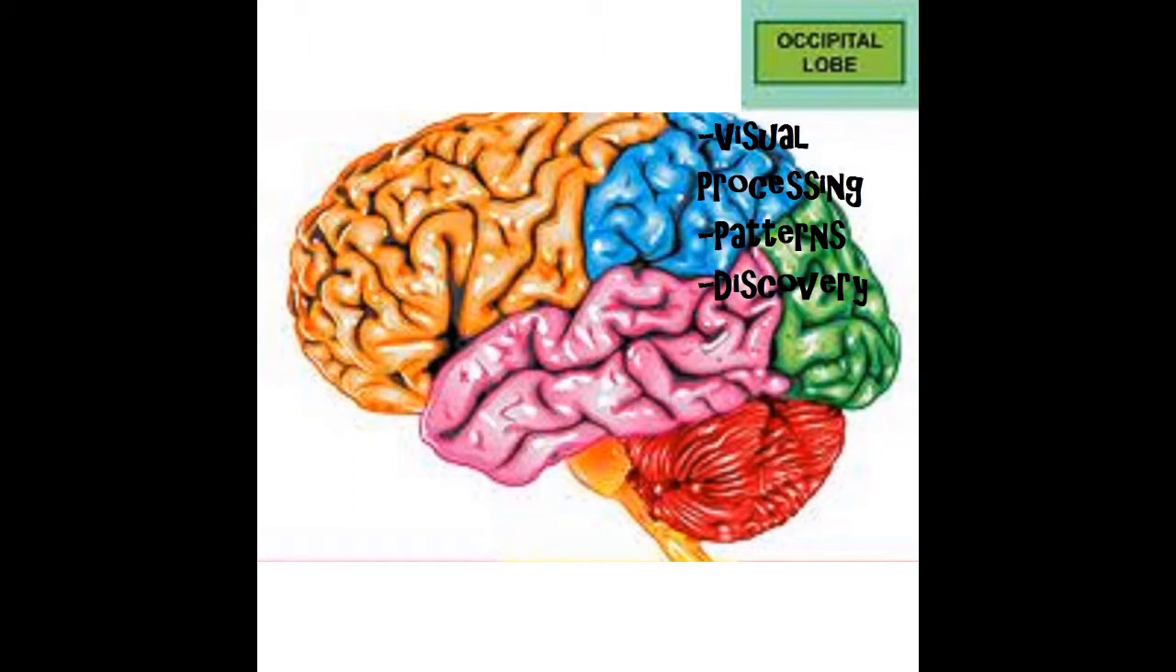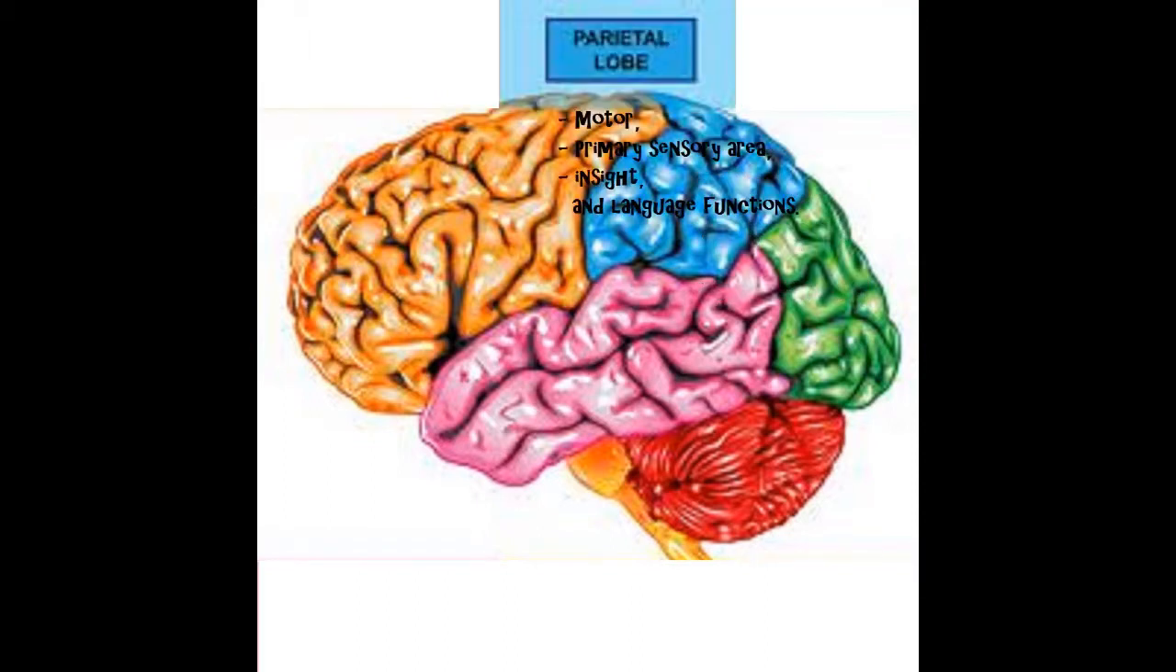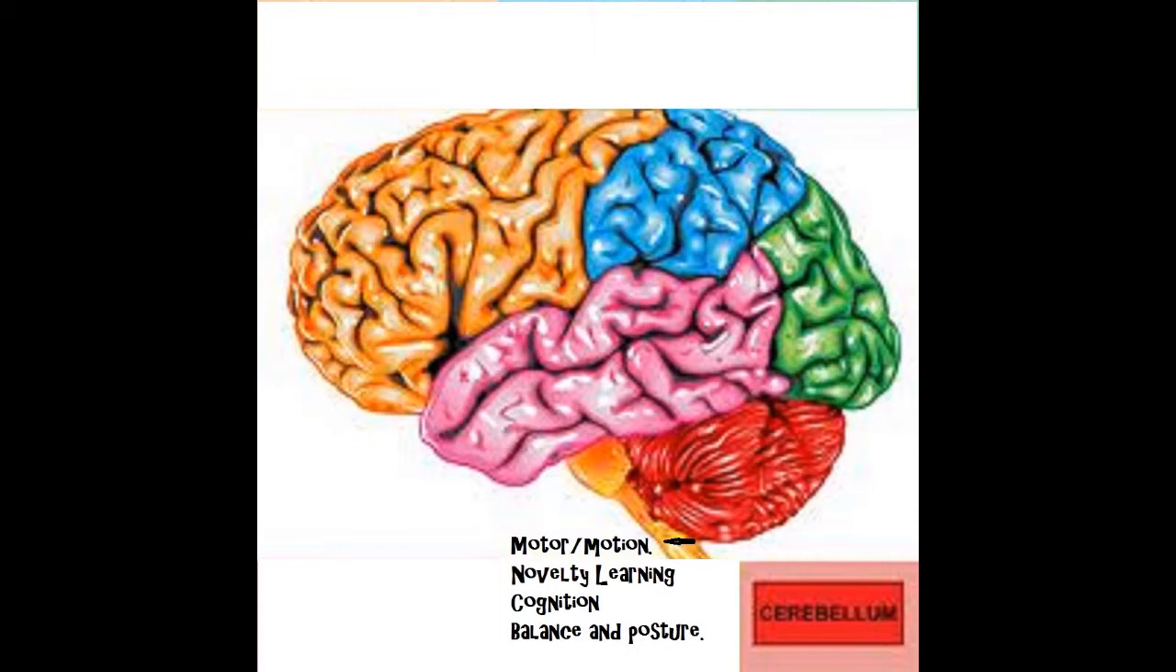The occipital lobe is in charge of visual processing, patterns, and discovery. The parietal lobe has to do with motor, primary sensory areas, insight, language, and function. And the last one, but not less important, the cerebellum, which is in charge of motor, motion, novelty, learning, cognition, balance, and posture. Now let's talk about neurons, a very important part of the brain.